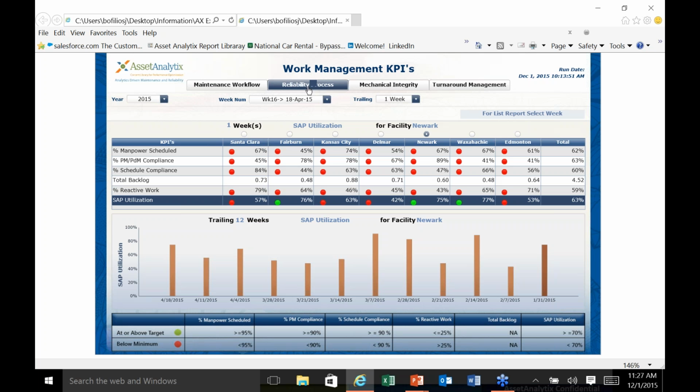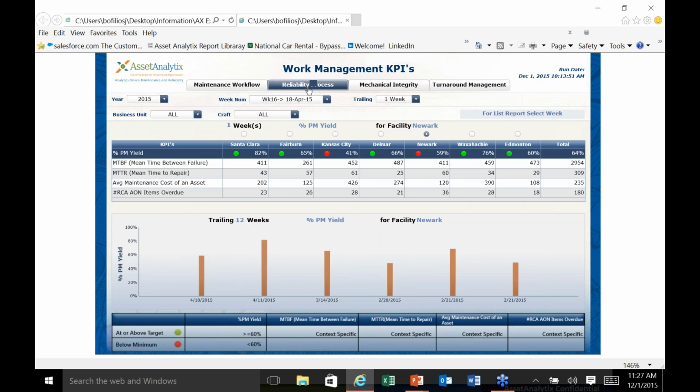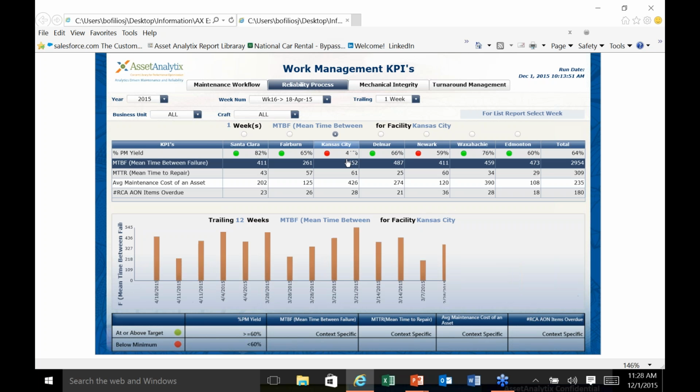So if I click on reliability processes, these are all the metrics around my reliability programs we talked about earlier: mean time between failure, mean time to repair, maybe the average cost of an asset, maybe the percent of root cause analyses that are overdue or not due, on items that we've got out there. But similar to what we did earlier, click on a particular site, I can see the trend below. I can click and see what the mean time between failure is for that site, for that trend, and even go look at the work orders.